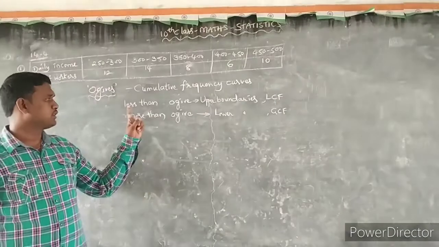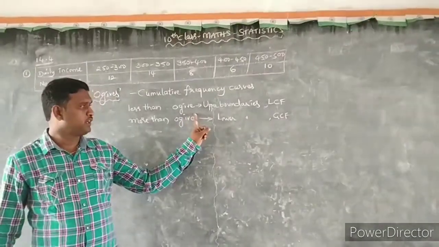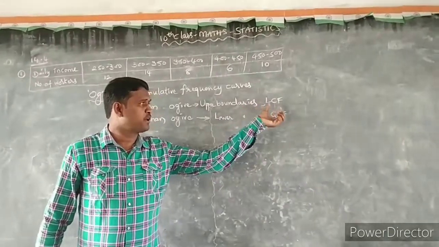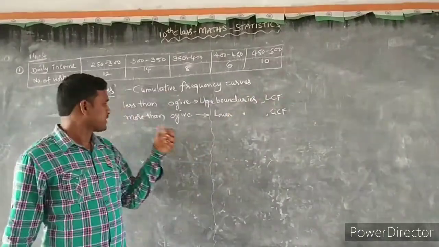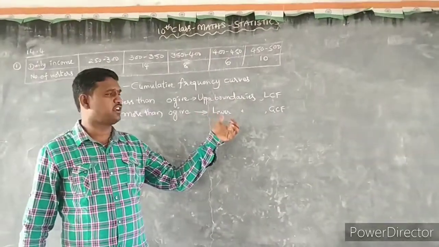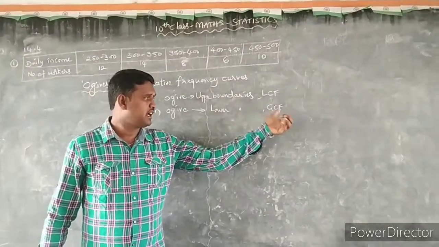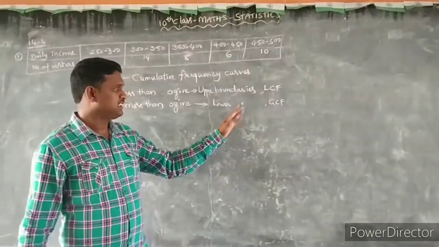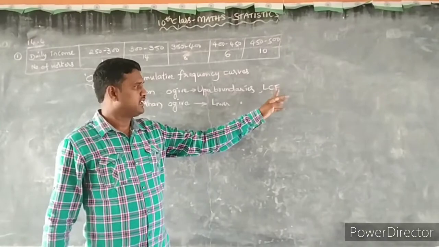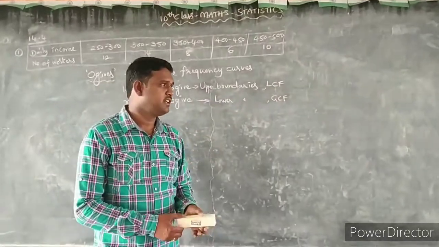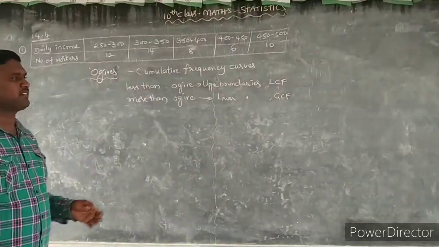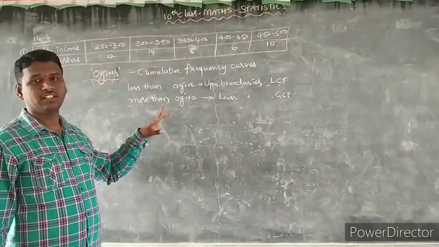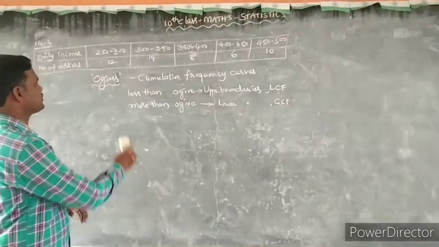Once again, to draw the less than type ogives, we need to consider upper boundaries and corresponding less than cumulative frequency. More than type ogive means we need to take lower boundaries and greater than cumulative frequencies. On x-axis we need to take boundaries, on y-axis we need to take LCF, GCF. And we can plot all those points and we can draw the curves which are called as ogives. Let us learn in today's class about the ogives.